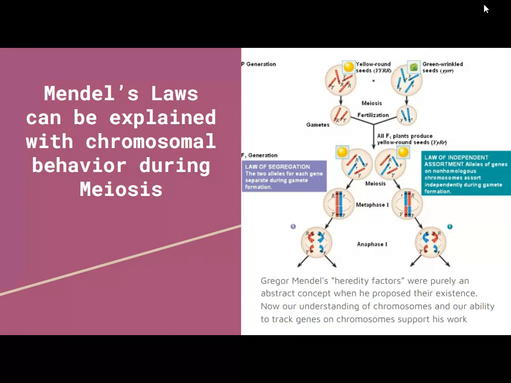So, questions here? Everybody understand how our understanding of meiosis supports Mendel? All right. Cool. So that's that one.